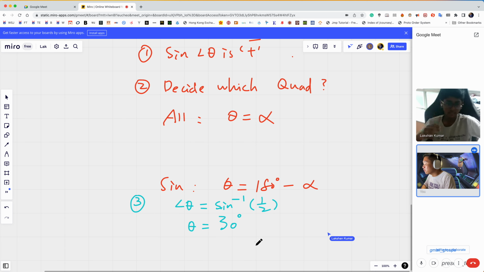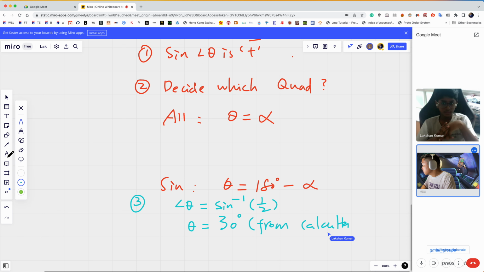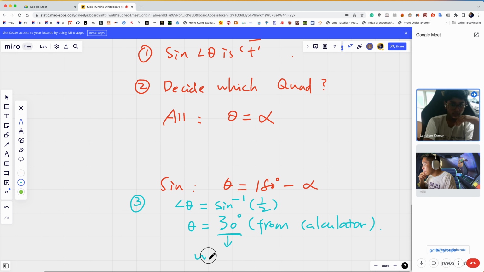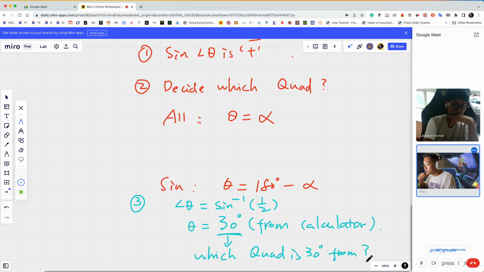Now you ask yourself, this is from the calculator, by the way. The 30 degrees from the calculator, where do you think the 30 degrees is? Which quadrant is 30 degrees from? Should be quite easy, right?